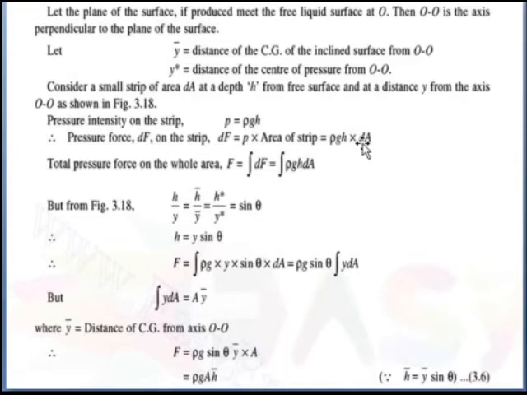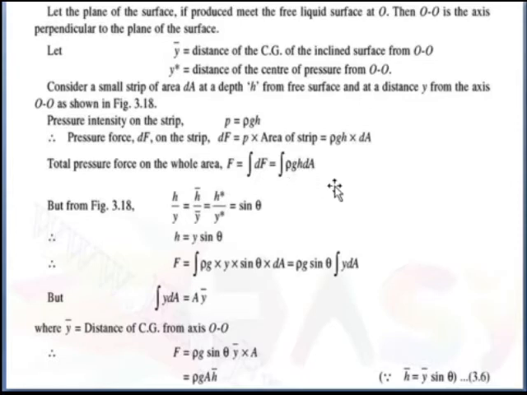Then the total pressure on the whole area. Already we have calculated the pressure on the strip. Then the total pressure force on the whole area is calculated by integrating this term, that is integrating the dA. The capital F is equal to the integration of rho g h dA.